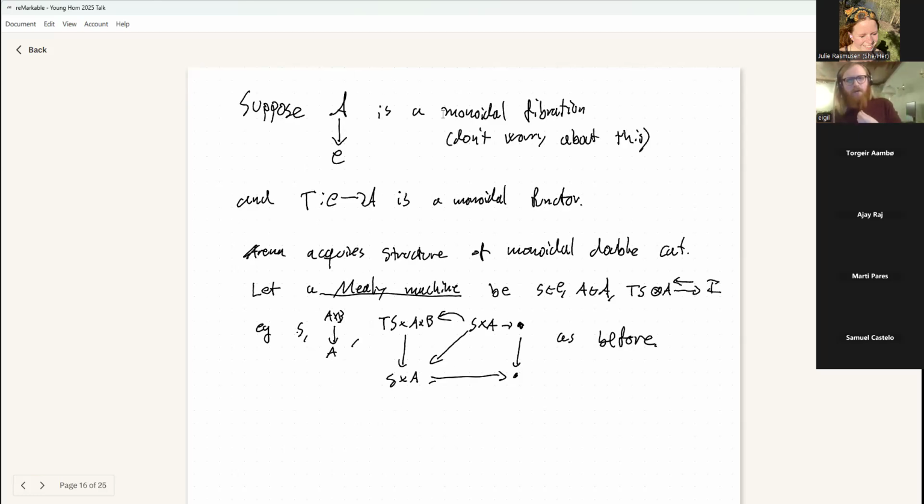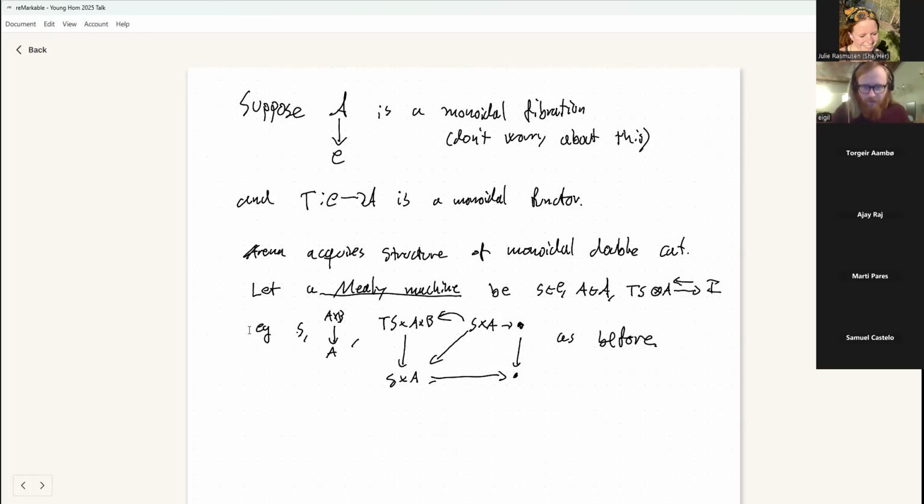Okay, so suppose our vibration is actually a monoidal vibration. If you don't know what that is, don't worry. And suppose that our section is actually a monoidal functor. Then the double category of arenas becomes a monoidal double category, which means exactly what it looks like it should mean. Then a Mealy machine can be defined as, you have a state space, an interface, but now you ask for a lens from the tangent bundle tensor A to the unit arena.